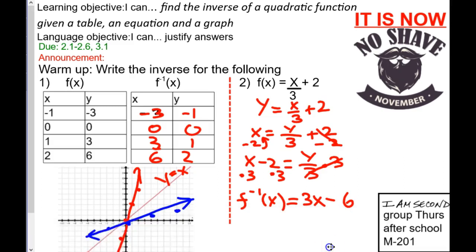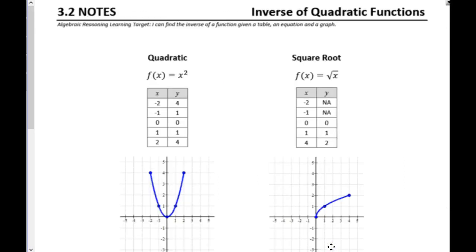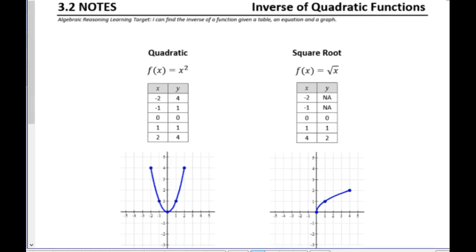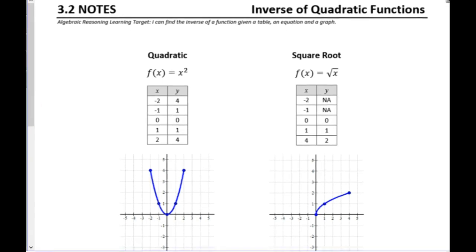So, looking at this, 3.2 notes. We did 3.1 notes, and that was for linear. The warm-up we did today was linear, okay? And now we're doing quadratic. Move it down just a little bit. There we go. All right, quadratic.